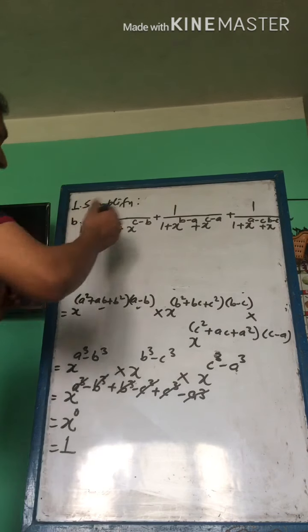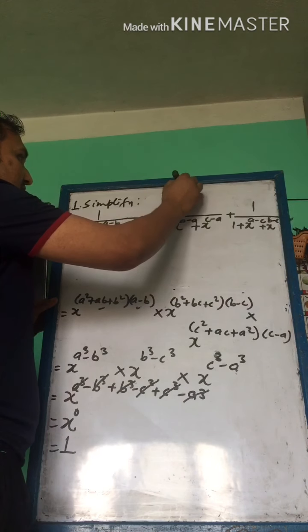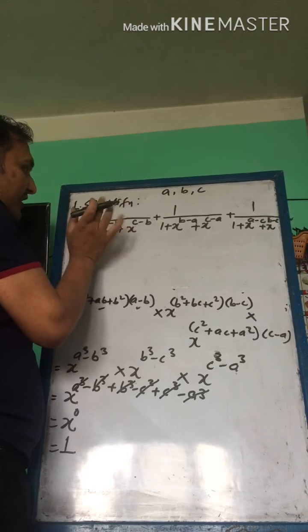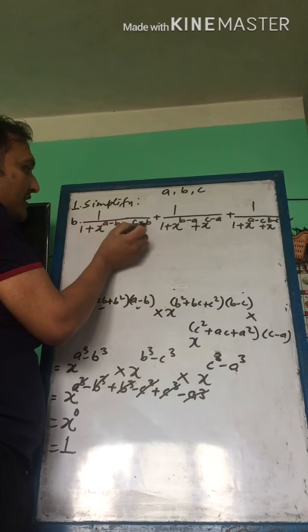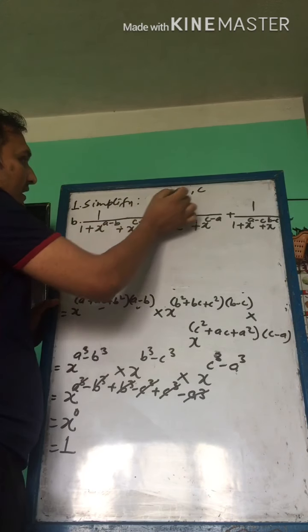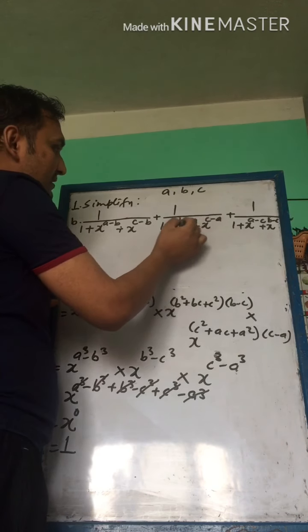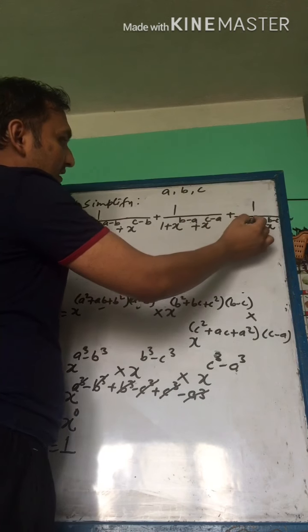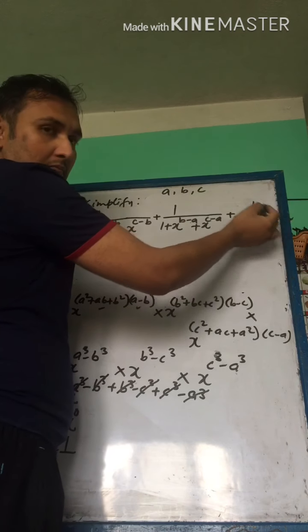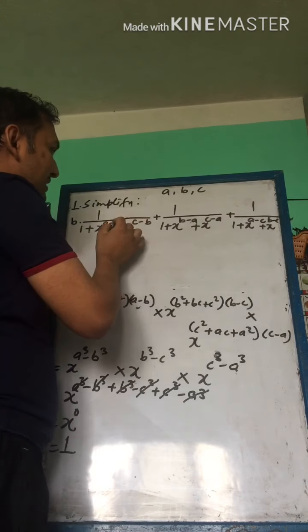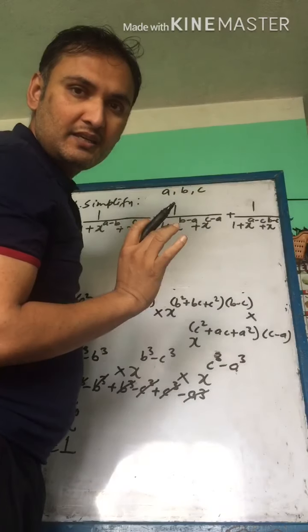Understood? Here three alphabets a, b, c are used. In this fraction, in the denominator, there is minus b. Minus b means a minus b, and b is in minus form, then c minus b. Here also minus a is there: b minus a, c minus a. Here a minus c is there. Means minus b, minus a, minus c is there. Understood?